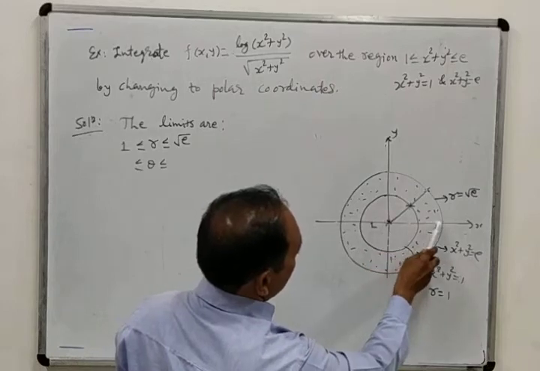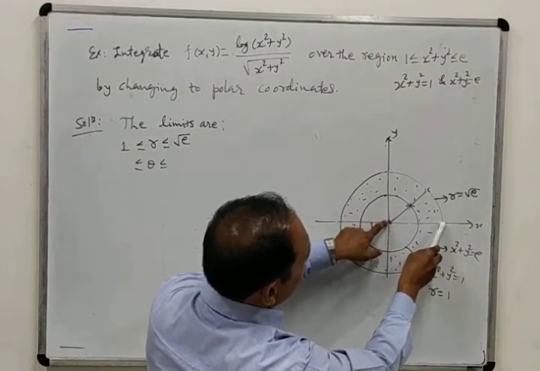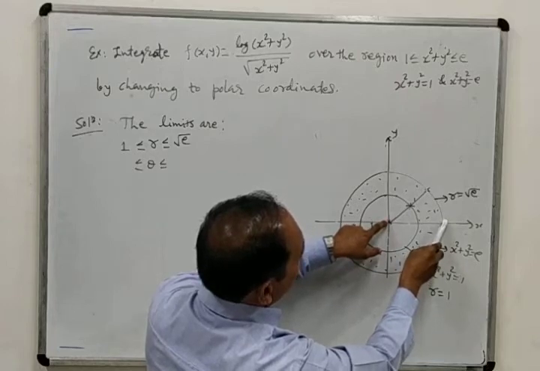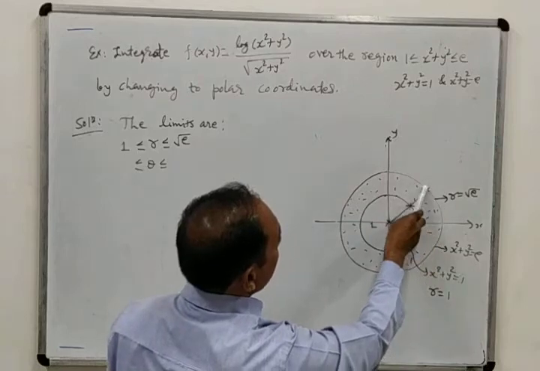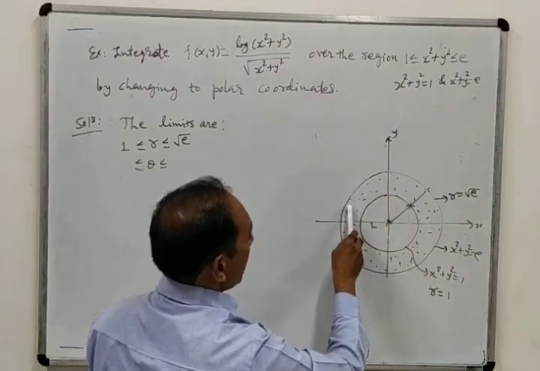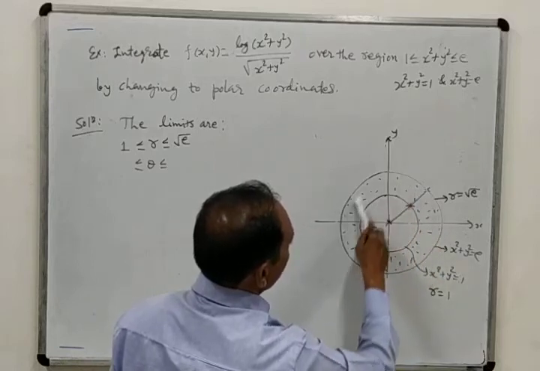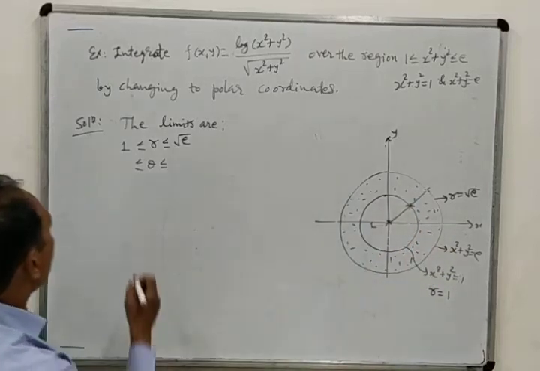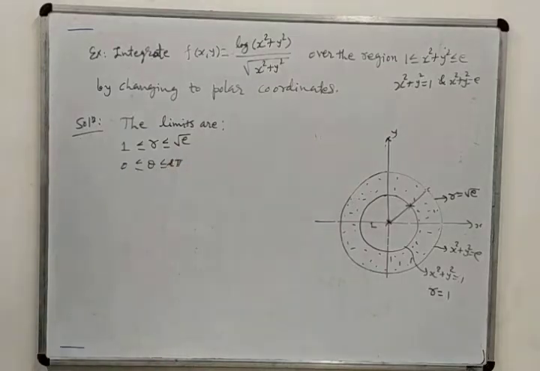Theta is the angle. This point is fixed and this point is moving. So we will start this point moving from here, and here we will consider theta equal to 0, and then we will rotate in this way to cover the whole region. You can see that it is covered from 0 to 2 pi. Okay, so this is the limit.